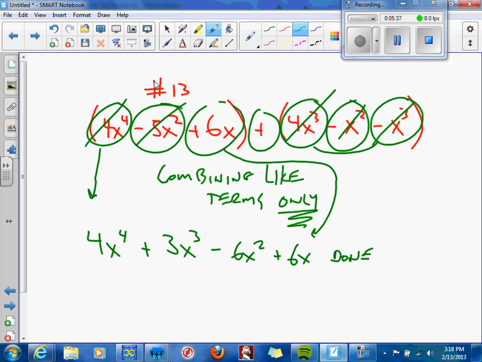Let's do it. No changing exponents. All we're doing is saying there's 4x to the 4th. Can I do anything with them? No. There is 4x cubed minus 1x cubed makes 3x cubed. There's negative 5x squared minus another x squared makes negative 6x squared. And there's only 1, 6x to the first power, so there it is. Okay. Questions about this? Okay. Something else? Any questions about this? Thanks.